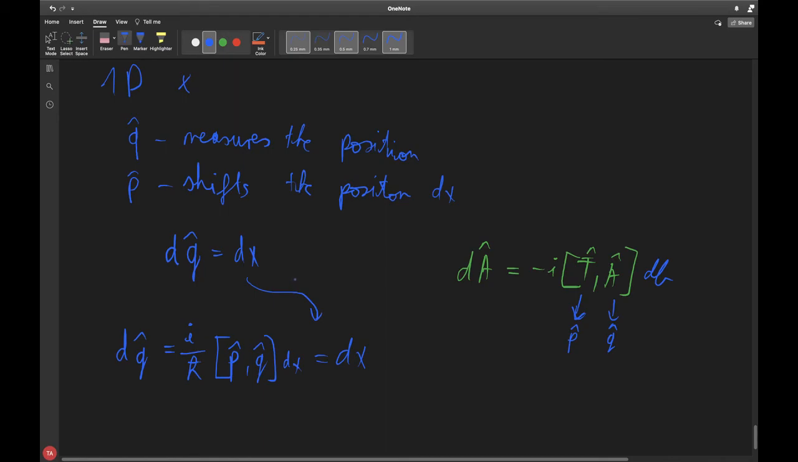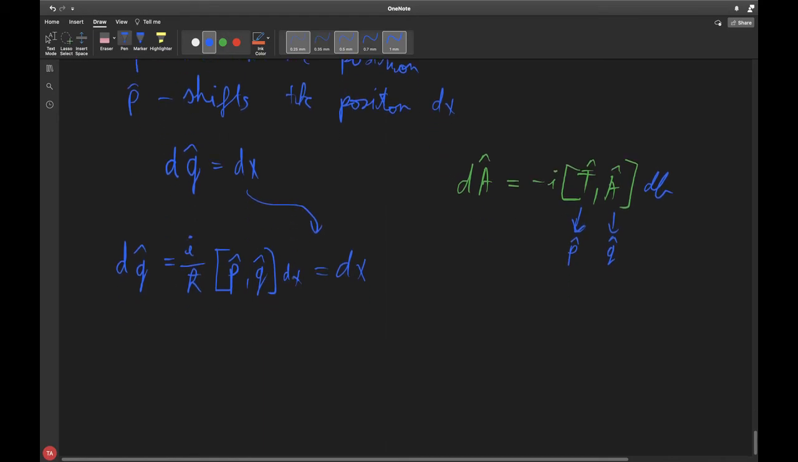And essentially, this whole thing leads to the Heisenberg uncertainty principle. That is, if I exchange P and Q, and I multiply with i and h bar, I get that the Q operator, which measures the position, and the P operator are not exchangeable because their commutator gives a non-zero number.